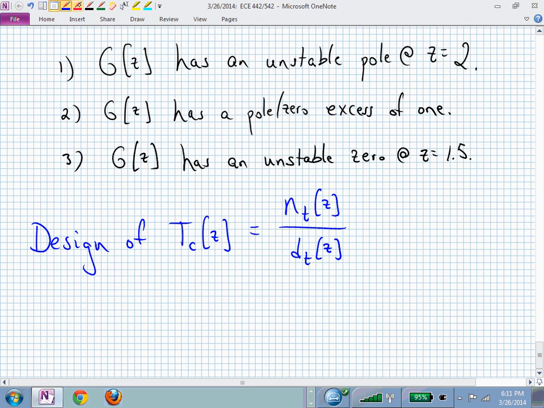But this is what we hope to accomplish by the controlled system. This is our desired CLTF, closed loop transfer function.